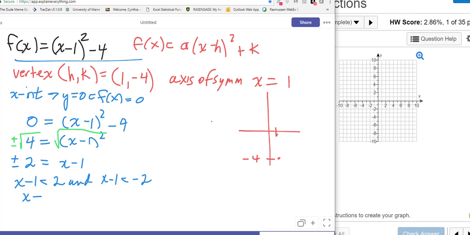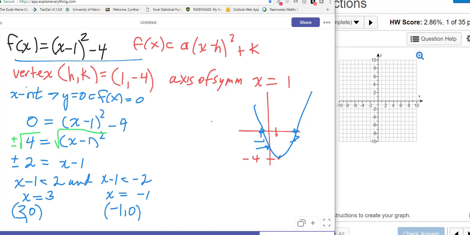So if I add 1 to both sides, that becomes 3, and this becomes negative 1. So what that means is at (3, 0) and at (-1, 0), so -1 and 3, that's going to be my x-intercepts. So this parabola will go through those points.